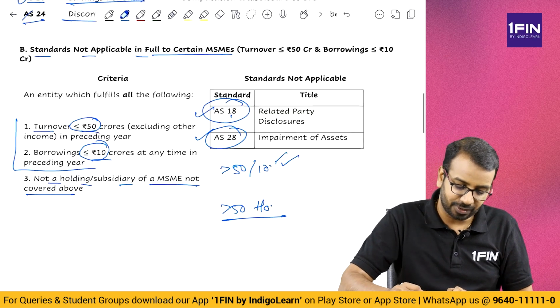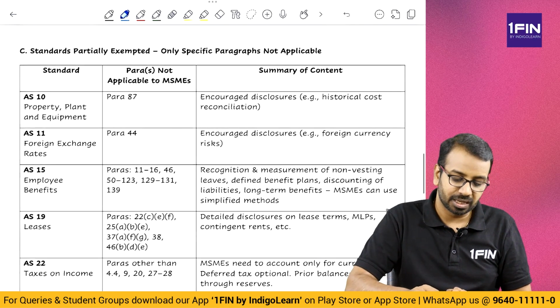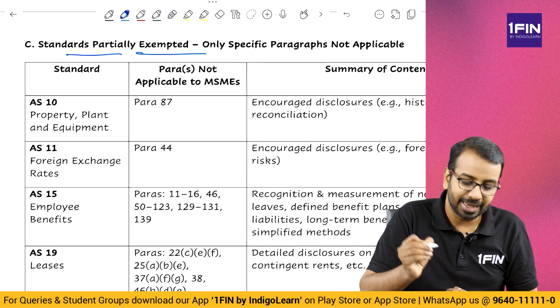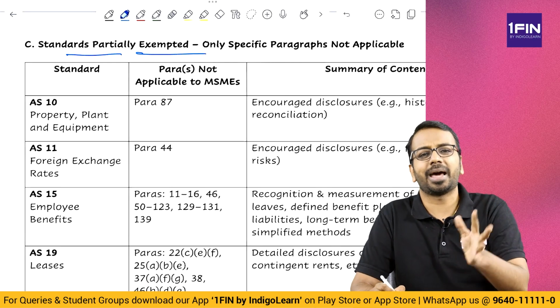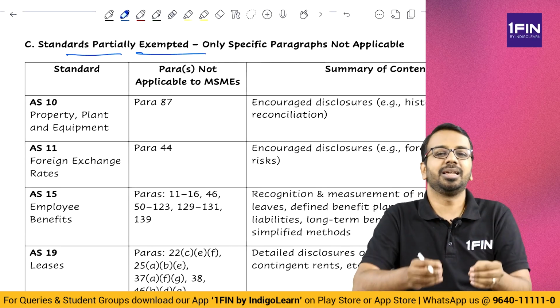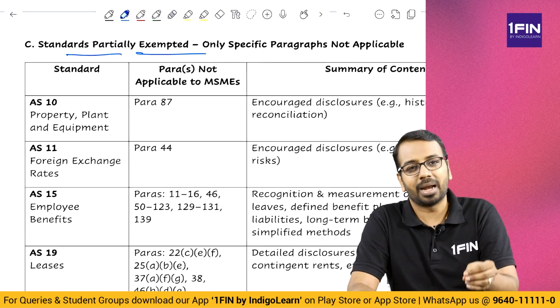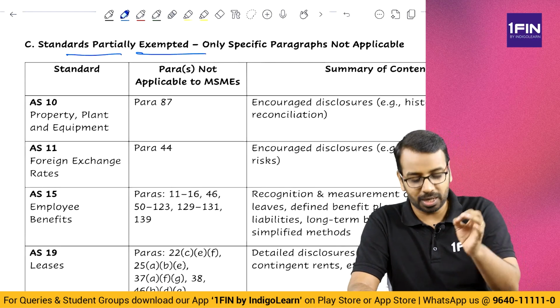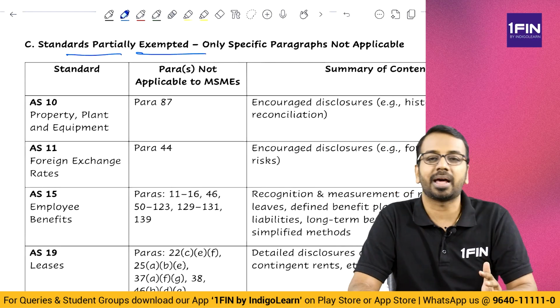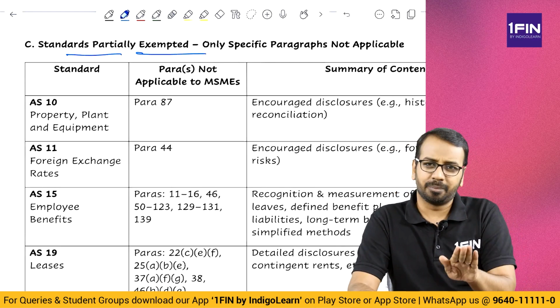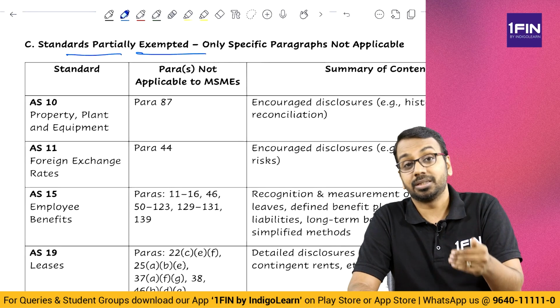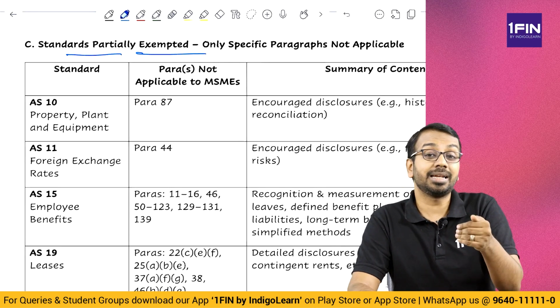Okay. After that we have relaxations which are partially exempted. Means some specific paragraphs ICAI has said that these are not required to be applied by these MSMEs. Okay. So any MSME, they will not apply these paragraphs. If they want, they can apply. It's okay. But this has been relaxed or given as an exemption.